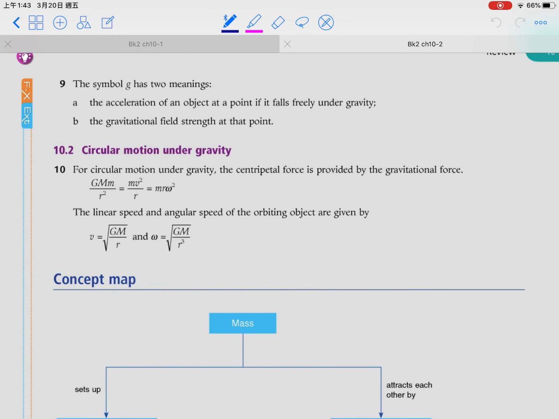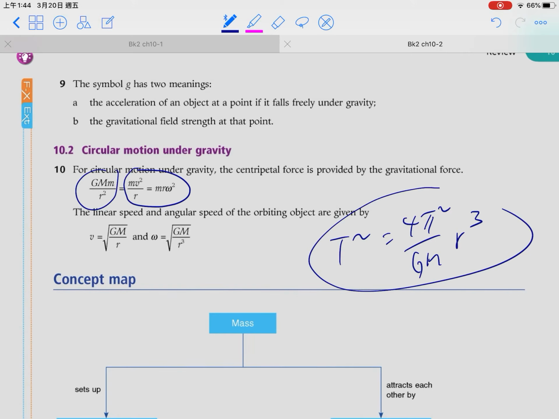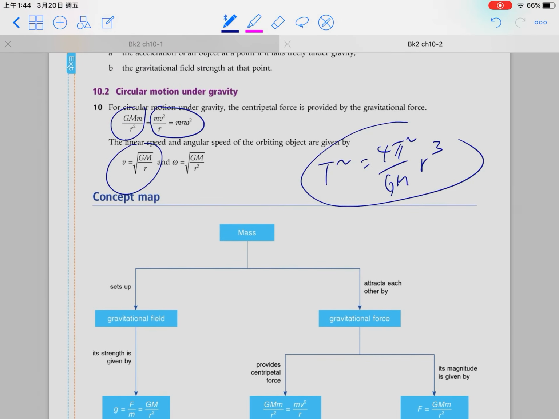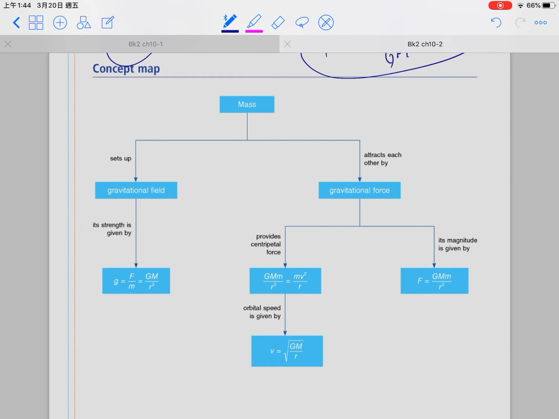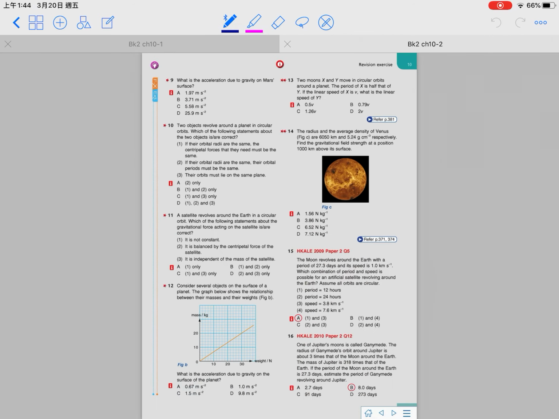For 10.2, it will be very short, but the knowledge is very important. We use gravitational force to provide the centripetal force, so we can find out the period, T squared equals 4 pi squared over GM times r cubed. And also we can find out the orbital speed for the circular motion.